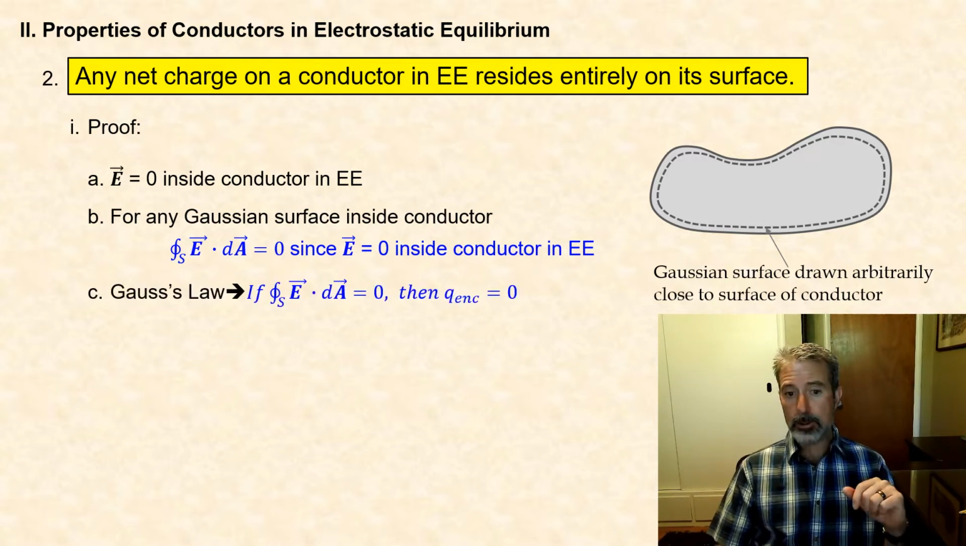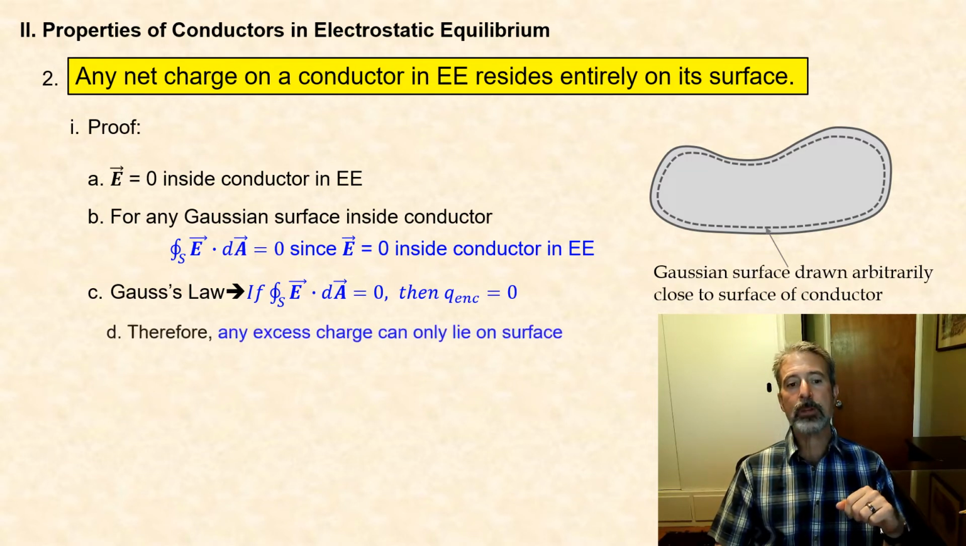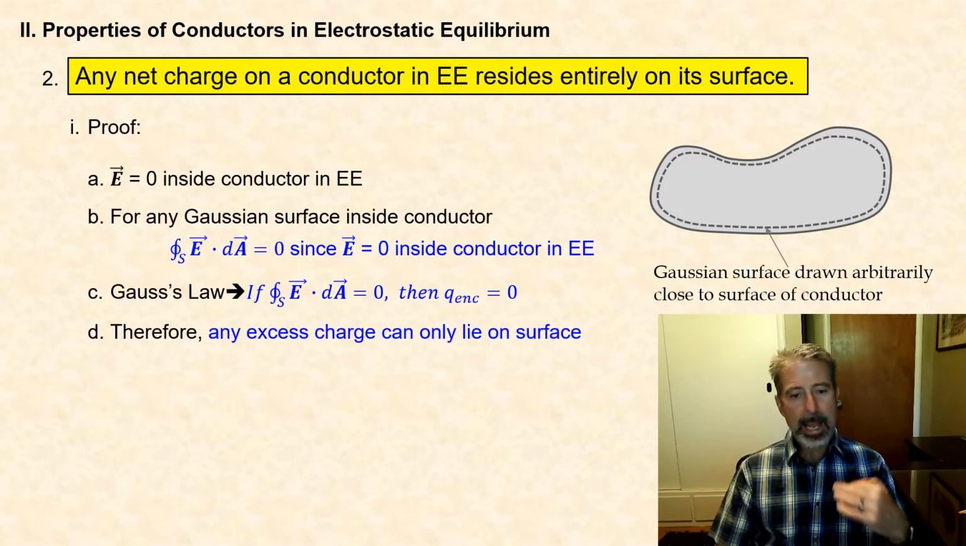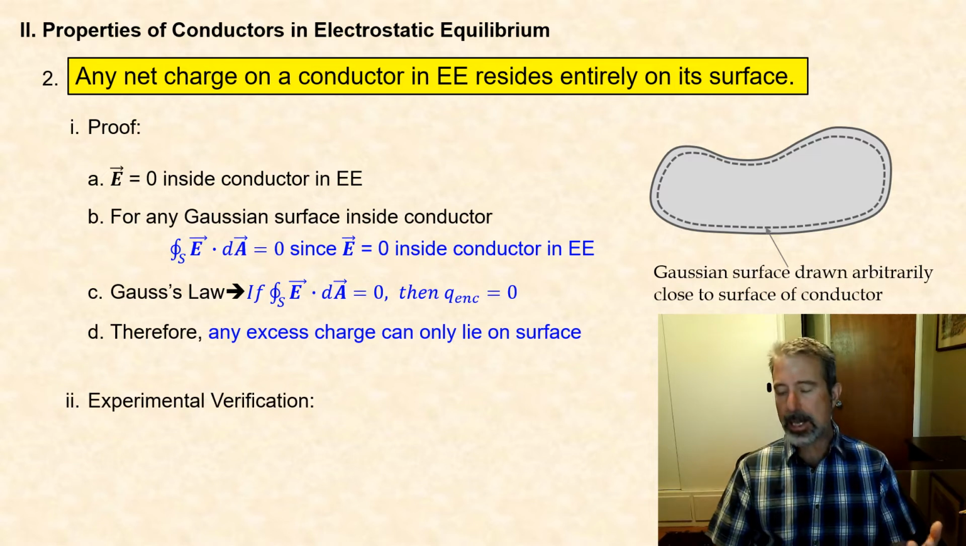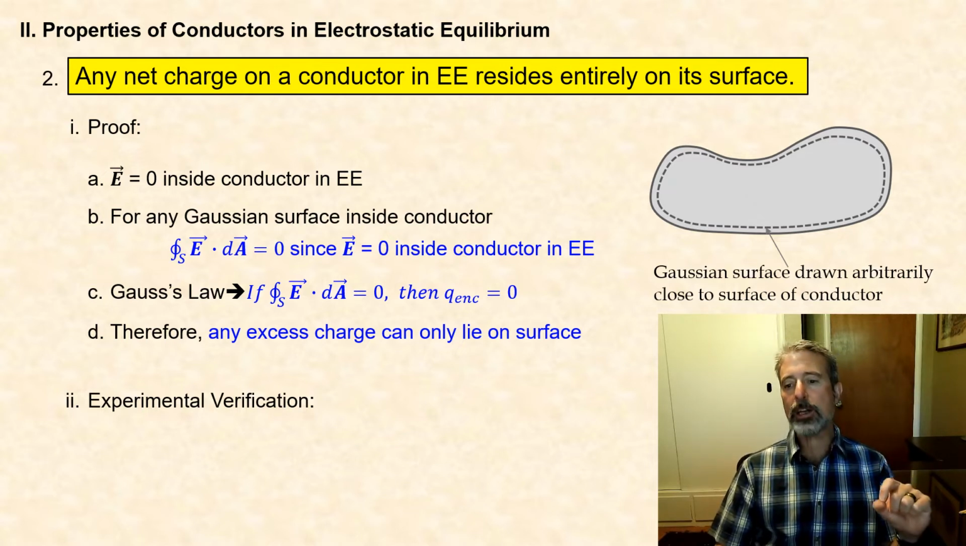And we know from Gauss's law that if the electric flux through the Gaussian surface is zero, then the charge enclosed by that surface must be zero. In which case, any excess charge can only lie on the surface of the conductor. That is the only possibility that exists here. And in the next slide, we will try to experimentally verify this fact.